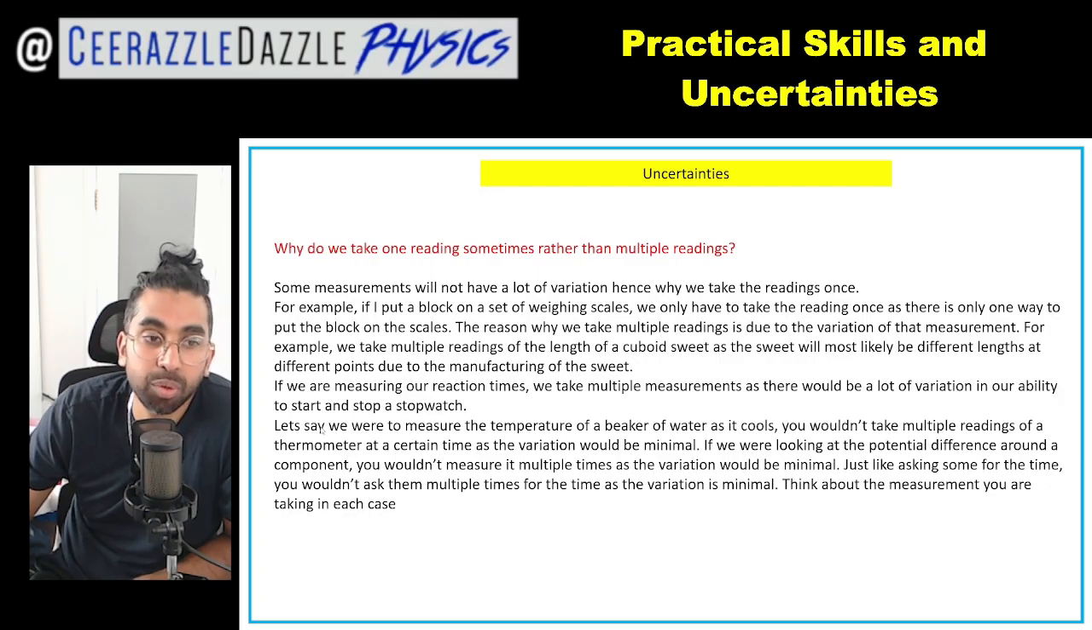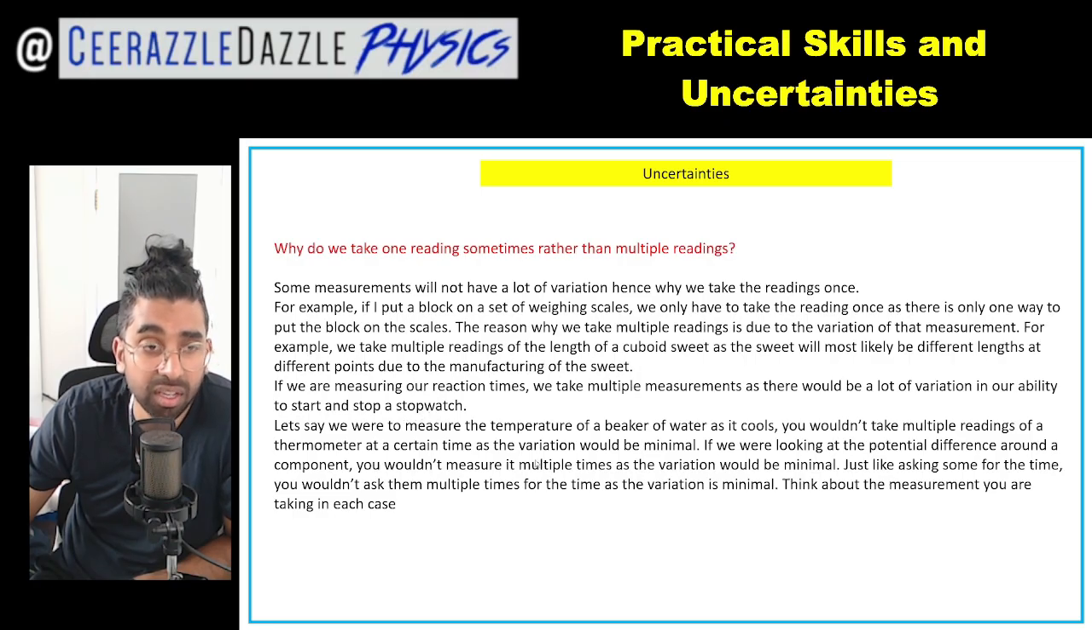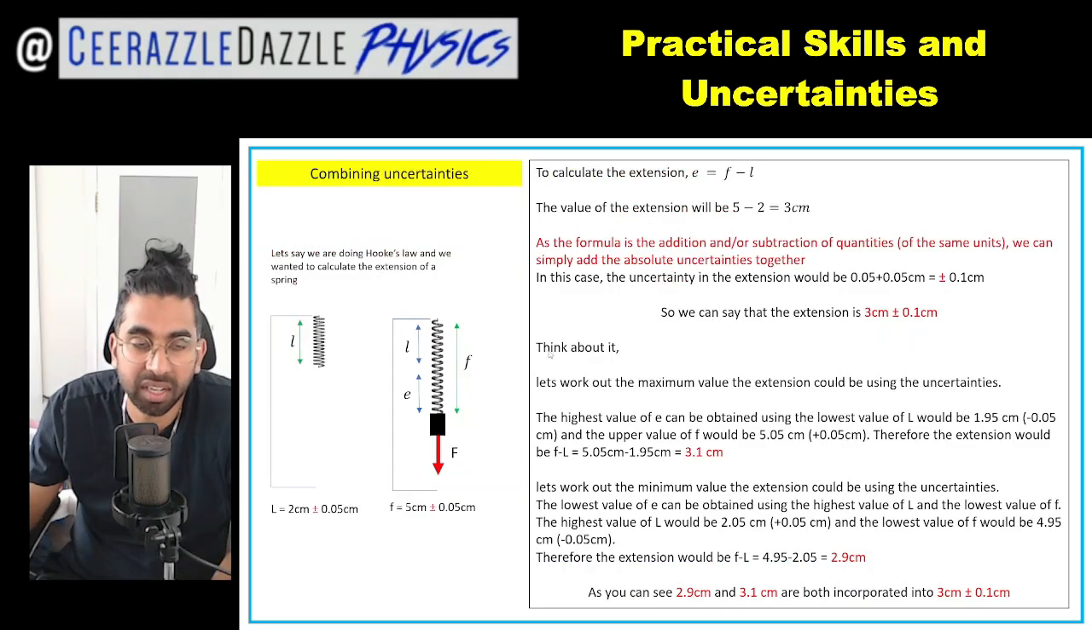But let's say, for example, we were to measure the temperature of a beaker as it cools. You'd only do it once because there wouldn't be that much variation as you take the reading off it. So it depends upon the readings that you're taking, whether or not you take one reading or multiple readings. Combining uncertainties. So how are we going to combine uncertainties?